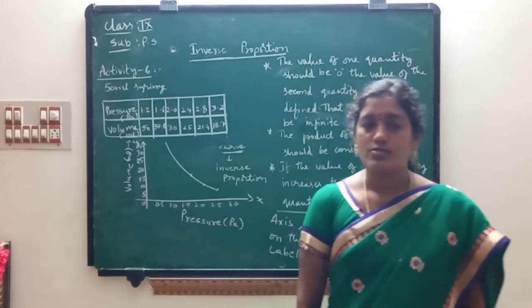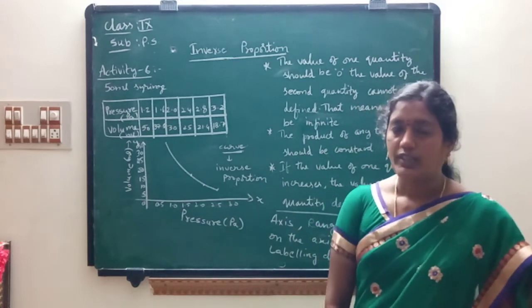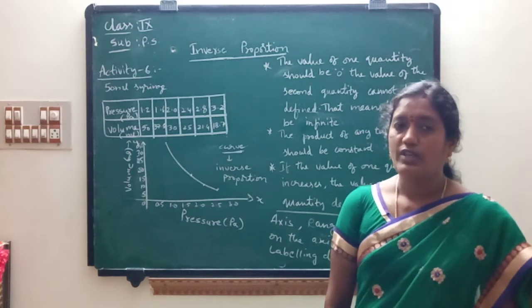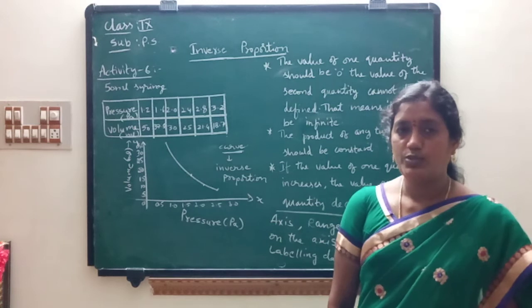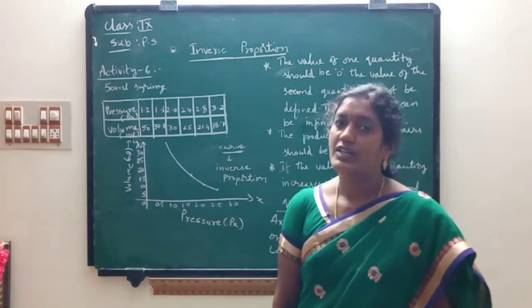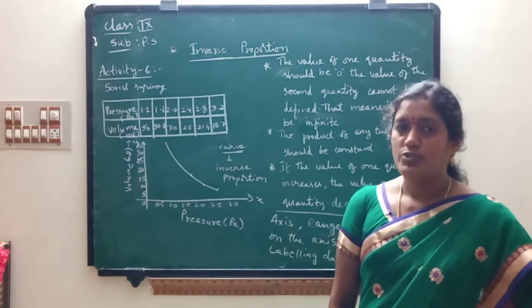Today I am going to explain to you about inverse proportion. In the previous class I told you about direct proportion. Children, proportions are of two types. One is direct proportion and the second one is indirect proportion, or inverse proportion. What is direct proportion, children?